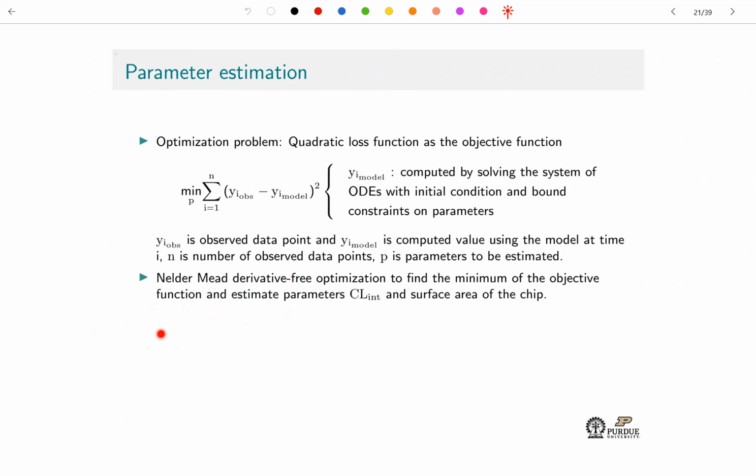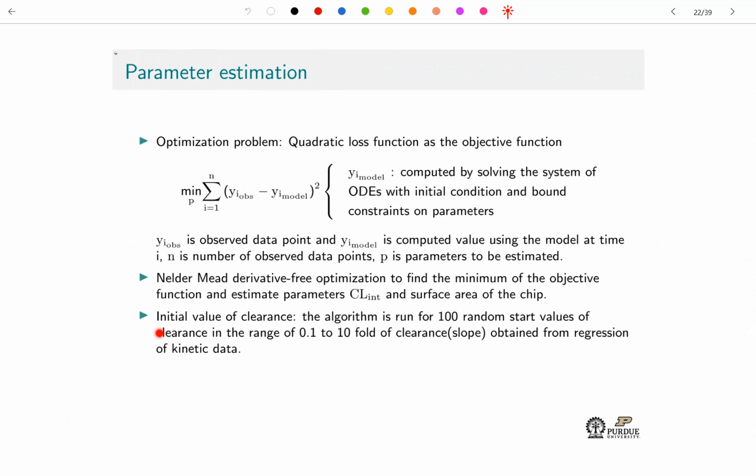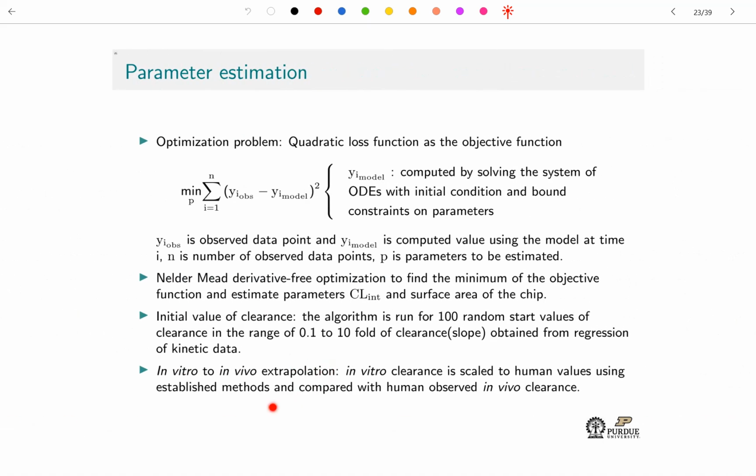Now, we use Nelder-Mead derivative-free optimization to find the minimum of the objective function, and we estimated the parameters clearance and surface area of the chip. We run the algorithm with 100 random start values of the clearance in the range 0.1 to 10-fold of the clearance obtained from the regression of the kinetic data. After we obtain the clearance value, we do an in vitro to in vivo extrapolation. That is, we scale this value to relevant human values using the hepatocellularity of the liver and also the liver weight. Then these are compared to the human observed in vivo clearance.